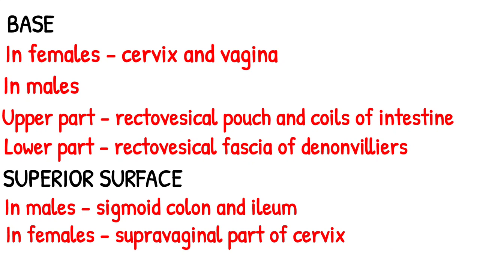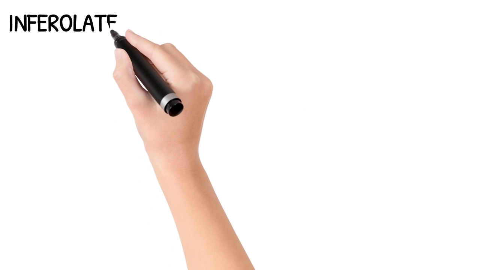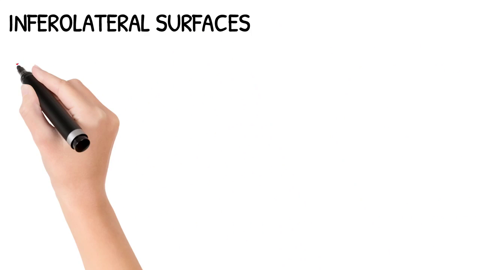What is rectovesical pouch? Rectovesical pouch is a fold of peritoneum which is present between the urinary bladder and the rectum. And in its lower part, the urinary bladder is related to rectovesical fascia of Denonvilliers. So this fascia is basically arising from the rectovesical pouch and it is reaching the perineal body. Okay, now the superior surface.